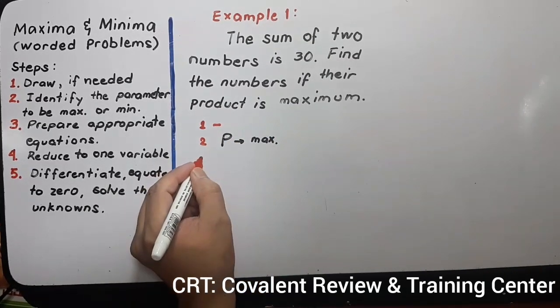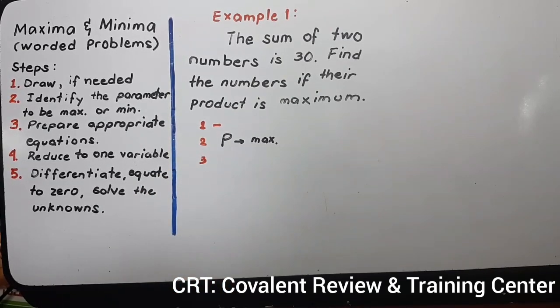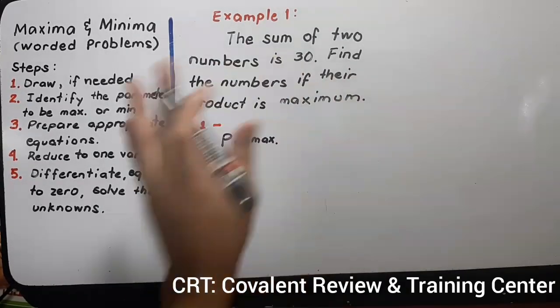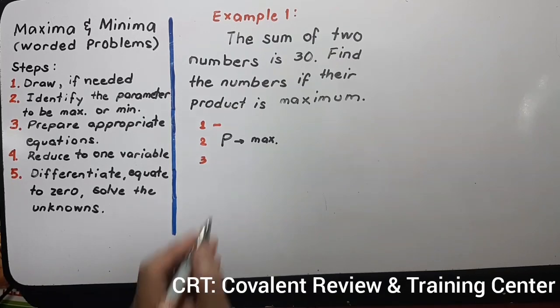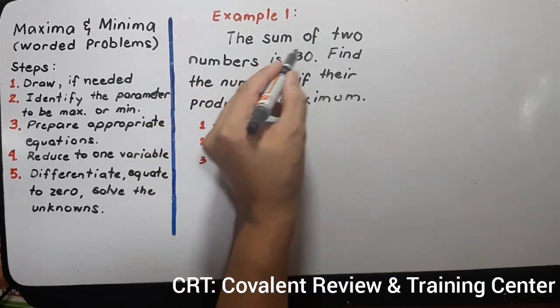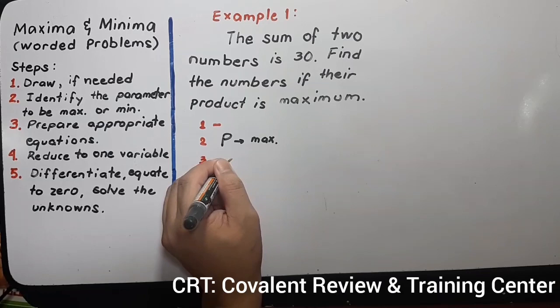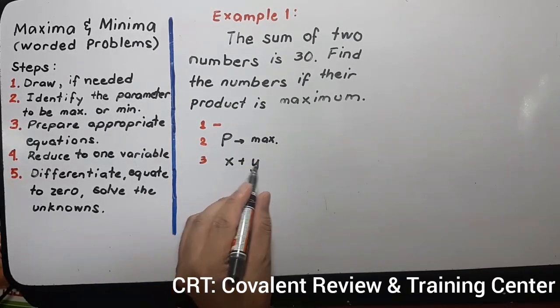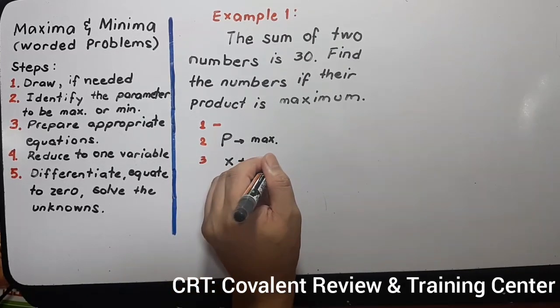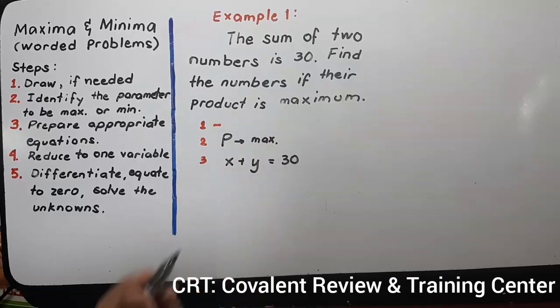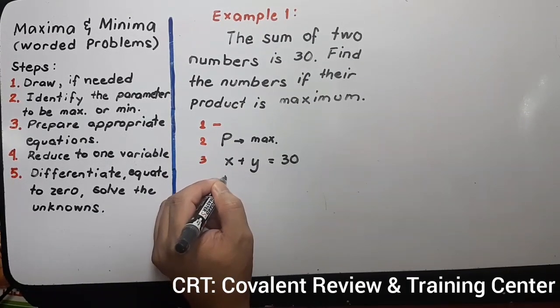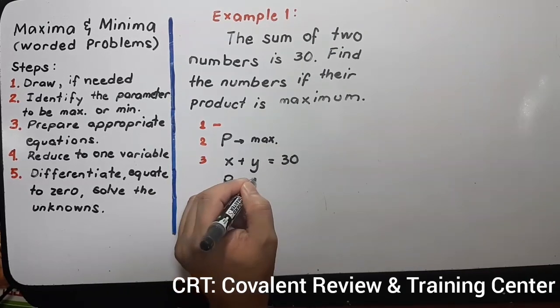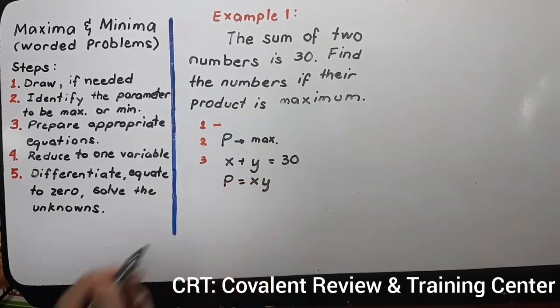Step 3, prepare appropriate equations. So the involved equations here are, first, the sum of two numbers, and it is represented by x plus y. X is the first number, y is the second number, and the sum is 30. Another equation is the product. Product here is x times y.